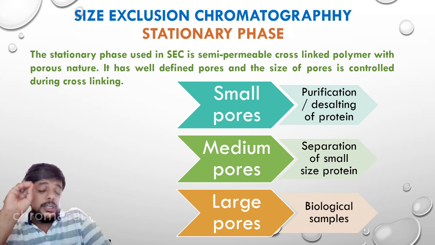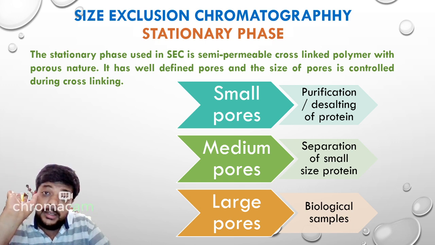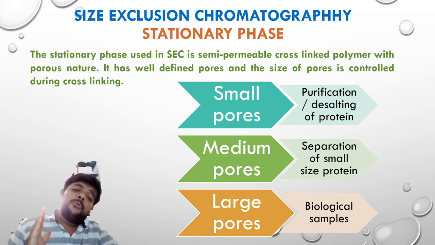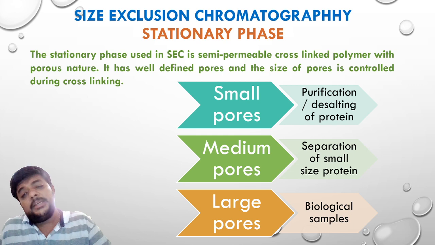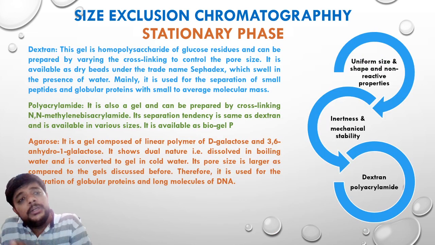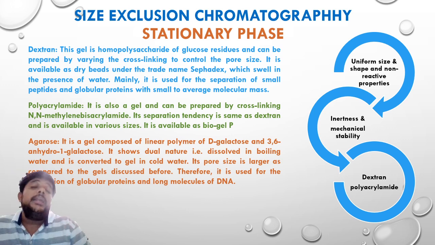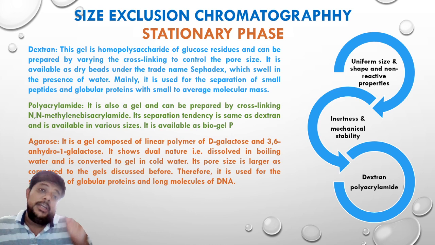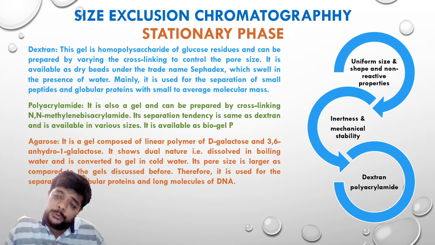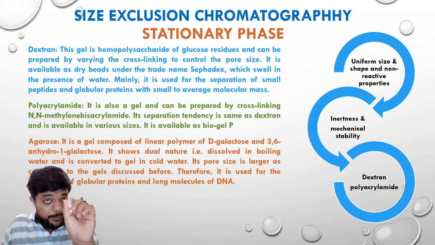If you have stationary phase made up of small pores, desalting of protein is possible. But if you are interested in separating small size protein, you must have medium pores. And if you want to separate biological samples, you must have large pores. Let us go into detail of it. Dextran polyacrylamide is one of the very popular commercial stationary phase used in size exclusion chromatography. It is uniform size and shape, available in various different sizes and shapes of the pores.